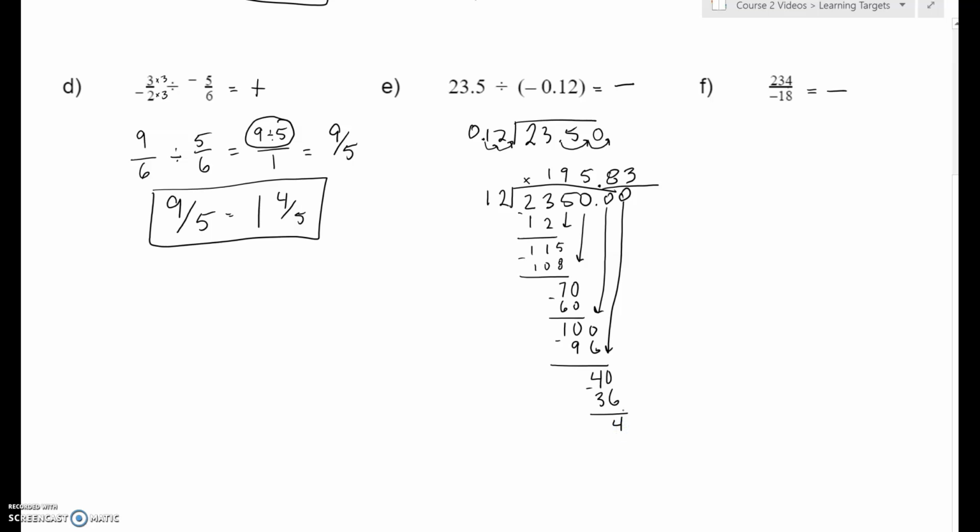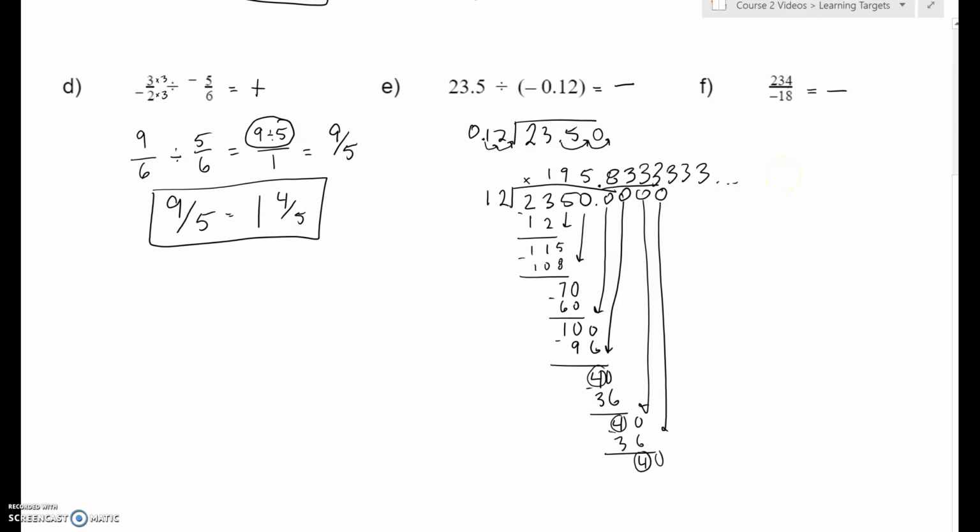I'm seeing a pattern now. We have a remainder of 4 again. So bring down the 0. That's going to be another 3. 12 3s, 36. Remainder of 4 again. So we're going to keep this process going, and it's going to just be 3s, all the way till eternity.